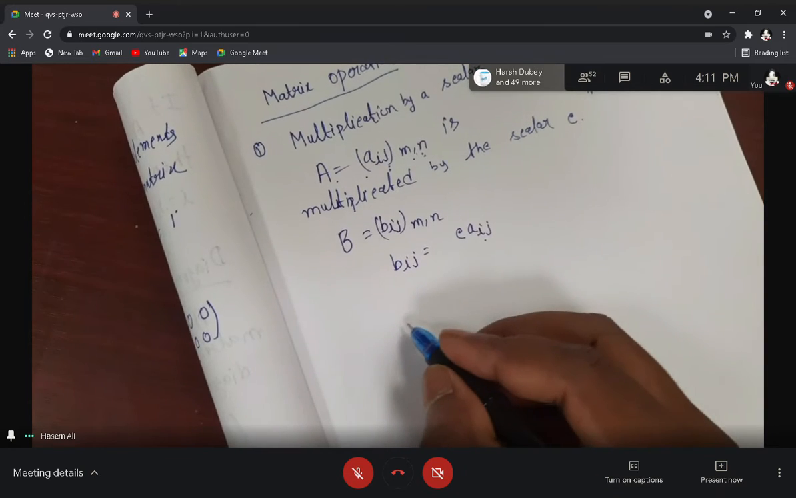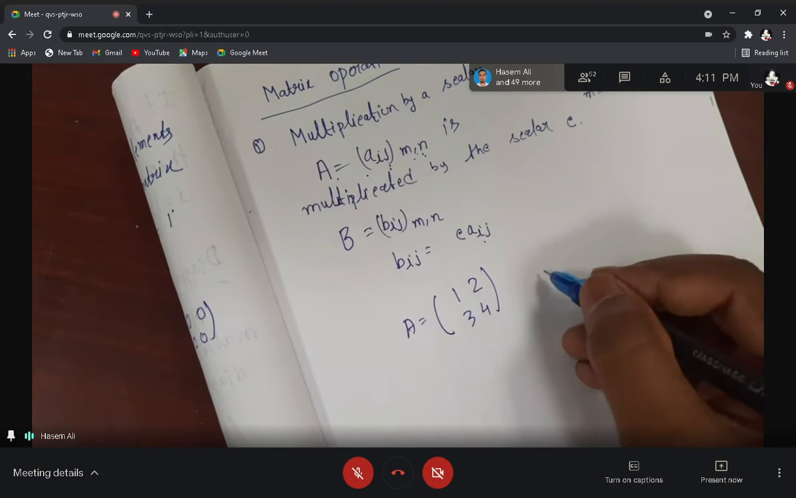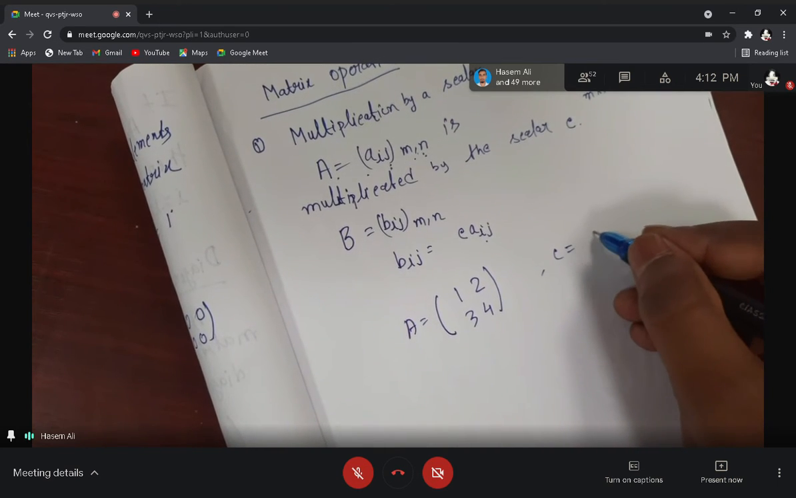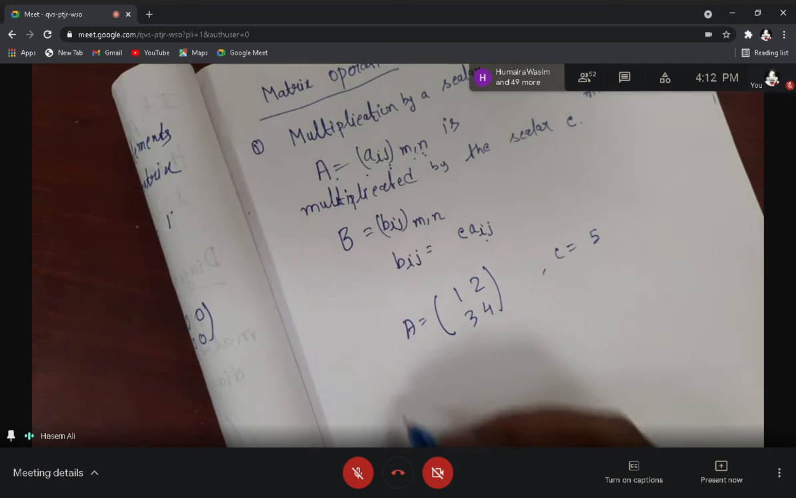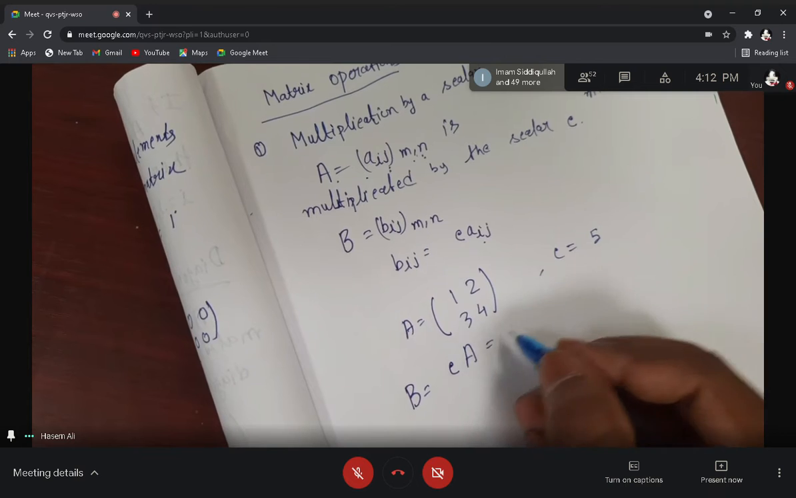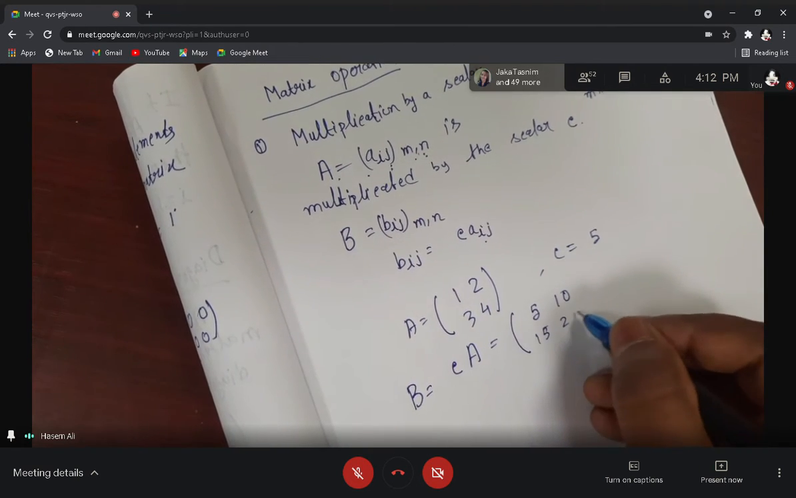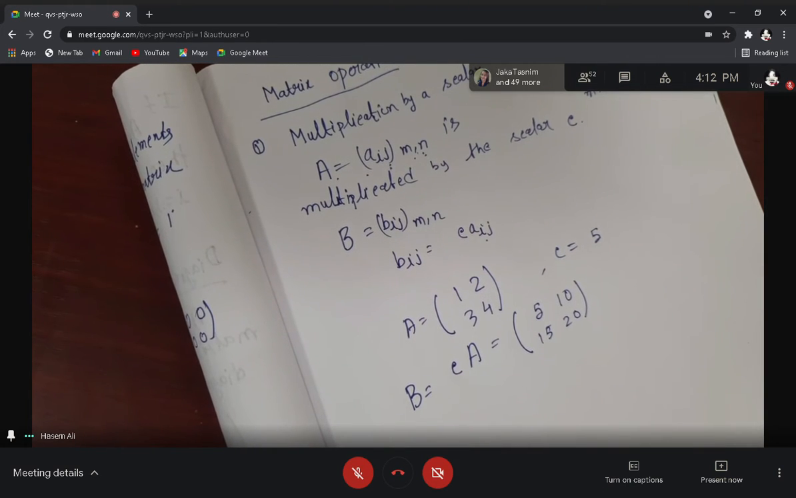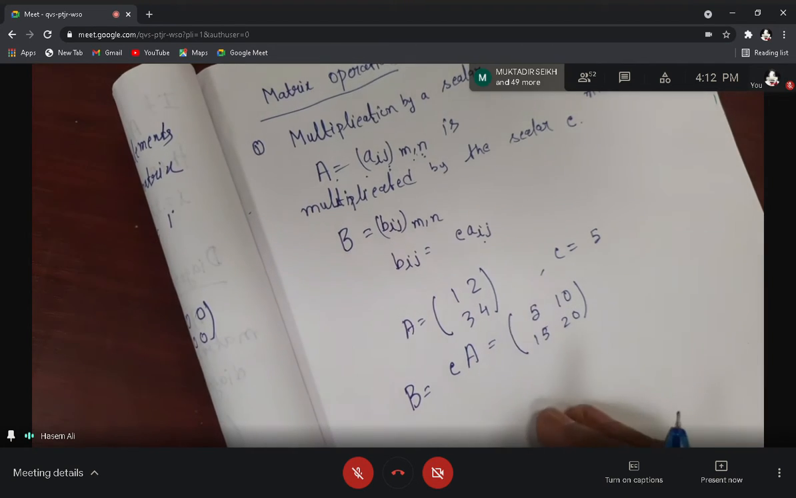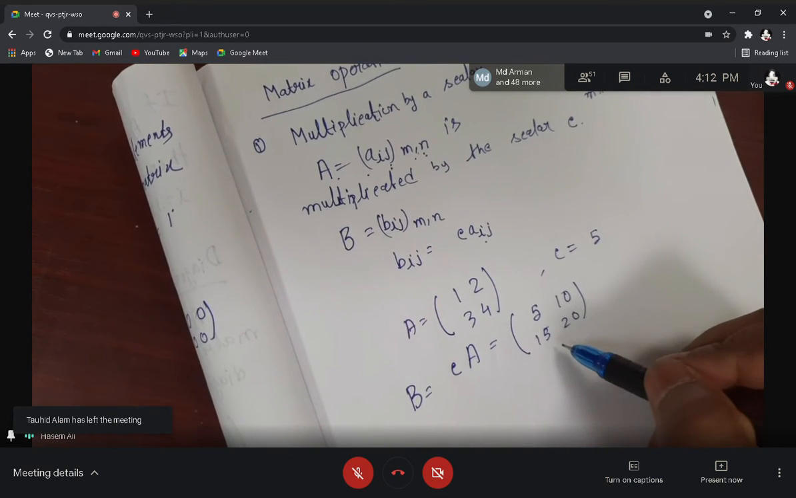In simple, let A equals to 1, 2, 3, 4. Okay, and let our c equals to, let this is 5. So the matrix cA, c into A, this is equals to actually 5, 10, 15 and 20. So this is called the multiplication by a scalar. This is so simple. All the elements will be multiplied by the same scalar.